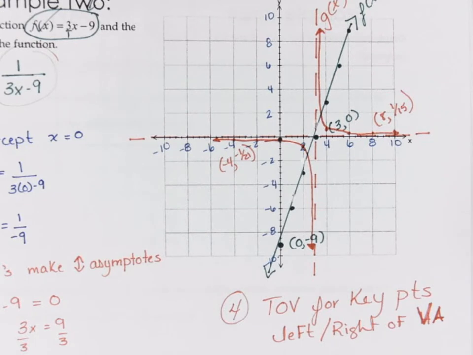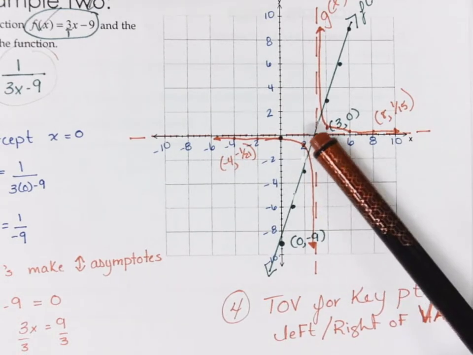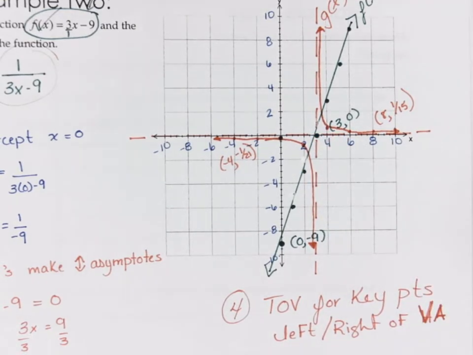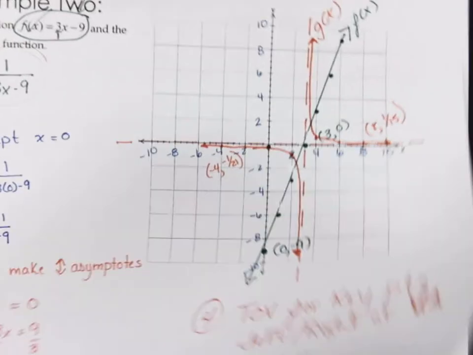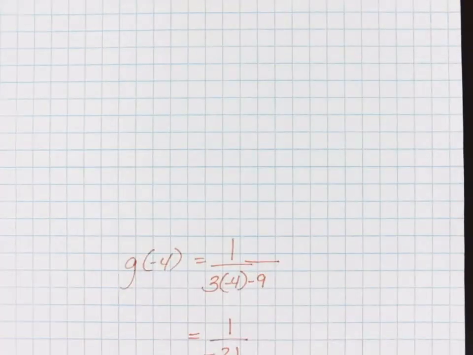There's a connection here, though, between the original graph and the reciprocal graph. How many x-intercepts do you have in the original graph? 1. How many vertical asymptotes do you have? 1. Where do they happen at? The exact same place. Isn't that exciting? Okay, that's an extra bonus piece.